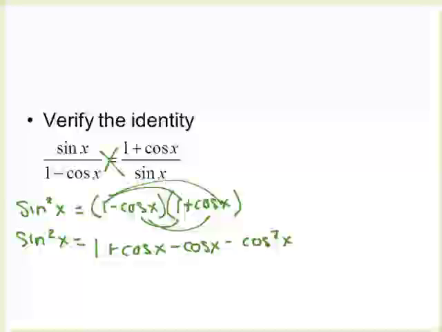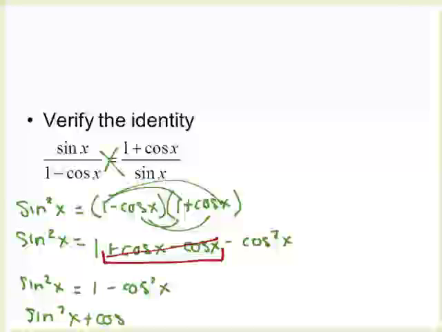What do you notice happens here? In the middle, we've got a plus cosine minus cosine. Anytime you have something minus itself, that becomes 0, so that stuff's gone. So now I've got sine squared of x equals 1 minus cosine squared of x. Squared stuff and ones reminds me of those Pythagorean identities of sine squared plus cosine squared equals 1, but I need to make it look exactly like that, so what do I do? Add that cosine squared over to the other side. And that's done.